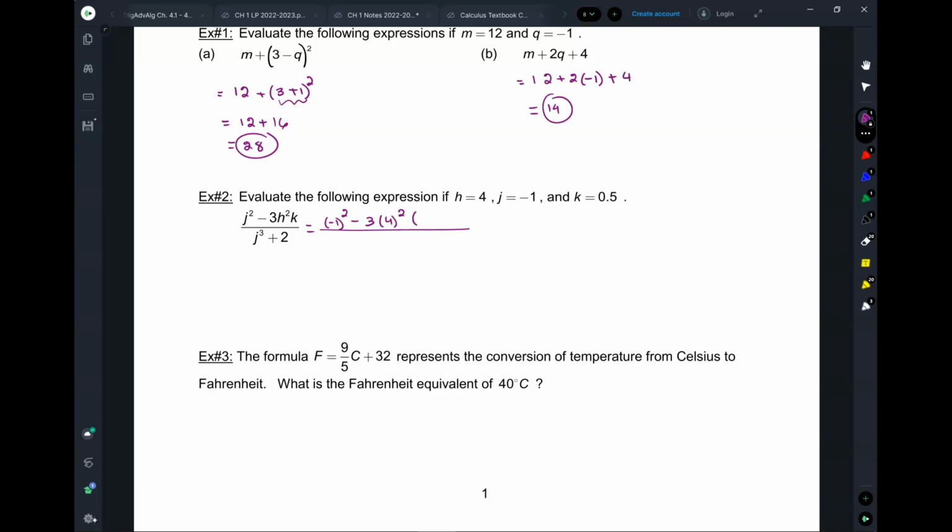So now it's up to you. You can keep it as 0.5 or you can do 1/2. It's totally up to you. And then J cubed, -1 cubed, plus 2. Okay, so we got 1 minus 3 times 12, right? And I always prefer to make that a 1/2.